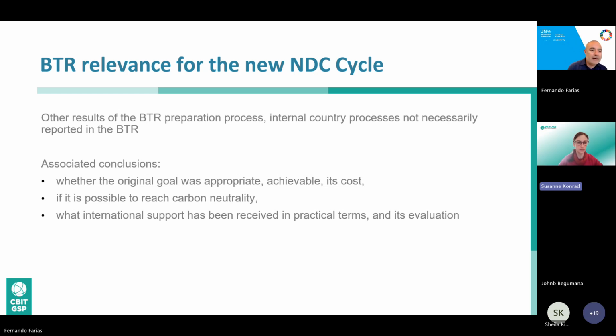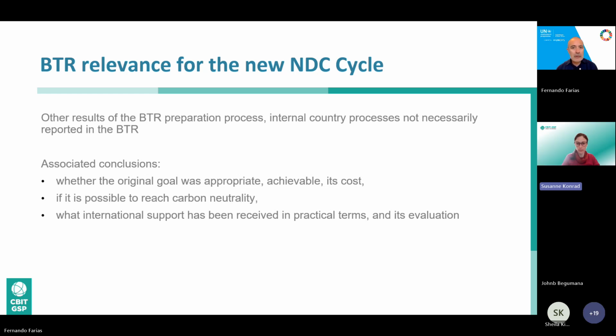For instance, to know more about the target: if the target was appropriate, if it was achievable, the cost of the target. Probably some of these elements were part of the first NDC conversation, but now, with BTR data on the table, it's a much better conversation about whether the NDC target is appropriate or achievable, or how realistic the costs associated with it were 5 or 6 years ago to comply with the target.